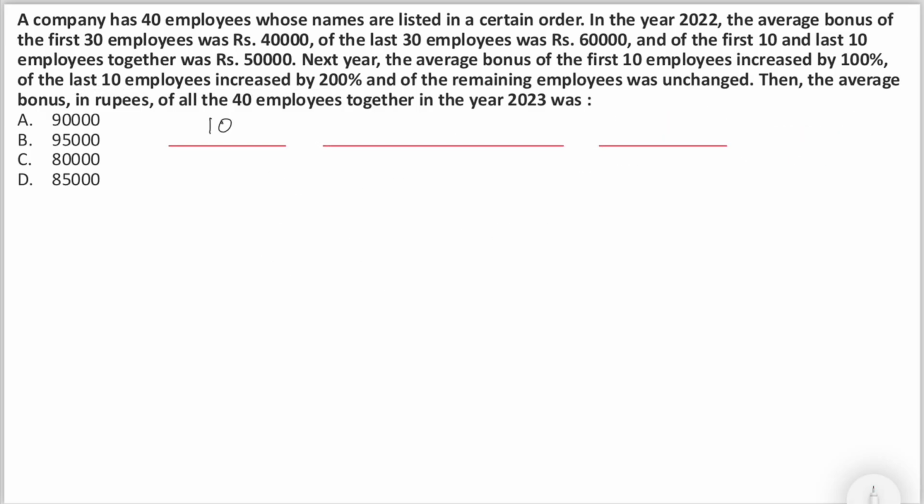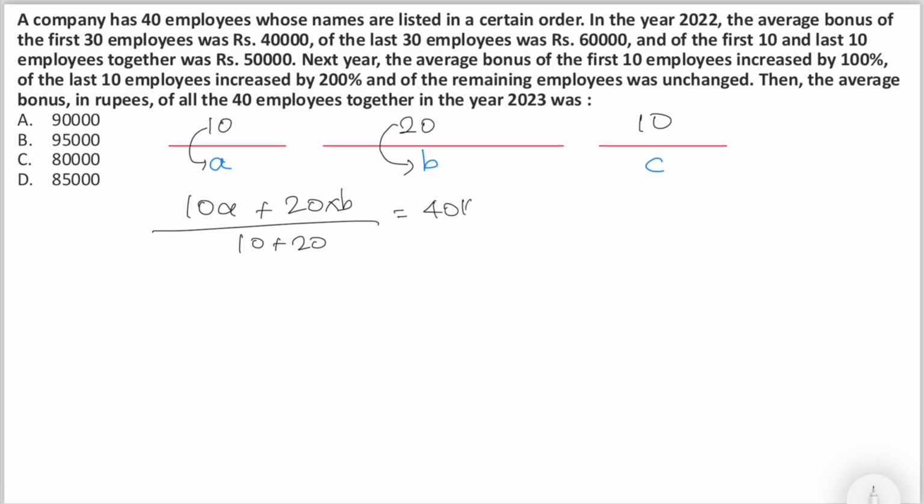So first 10 people, the mid 20, and the last 10 people. Let us suppose that the average bonus for those groups be equal to A, B, and C respectively. Now, as per the question, the average bonus of the first 30 employees was rupees 40,000. The first 30 employees include 10 people whose average was A and 20 people whose average was B. So the combined average is actually the weighted average of these, right? So we will now find the weighted average: 10 into A plus 20 into B divided by 10 plus 20, which has been given to us as 40,000, 40k.